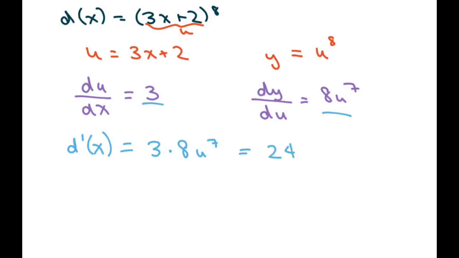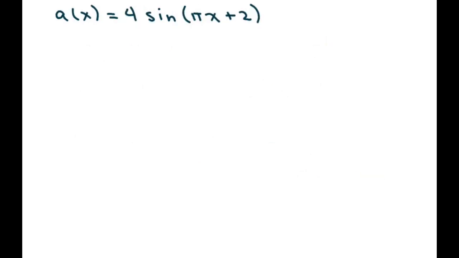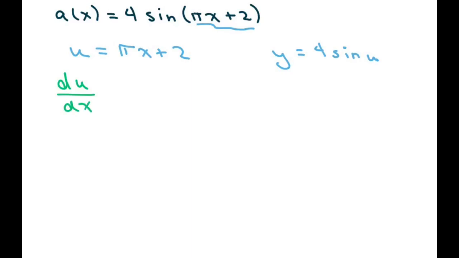This gives you 24u to the 7th, and then substitute back into your u. Our u happens to be 3x plus 2 to the 7th. Okay, the next one is sine. So I'm going to let u be my inner function here. And then my outer function would be 4 sine of u. Now we'll take the derivative of u with respect to x.